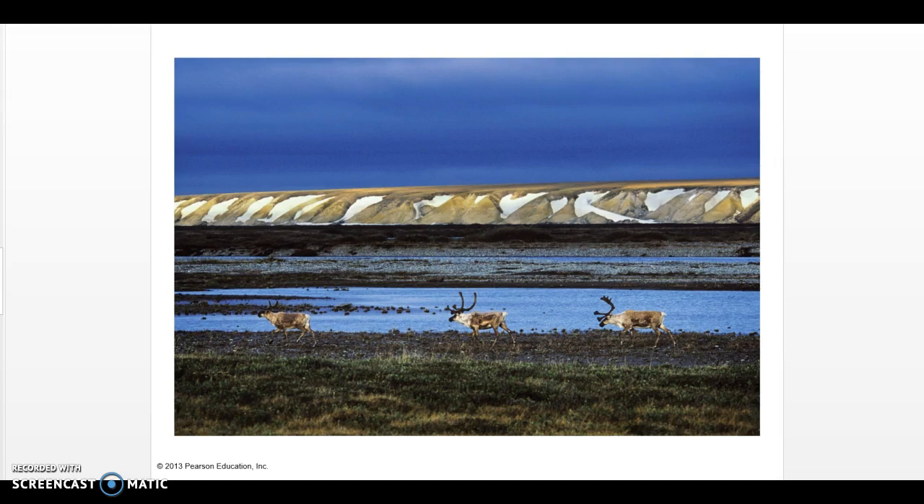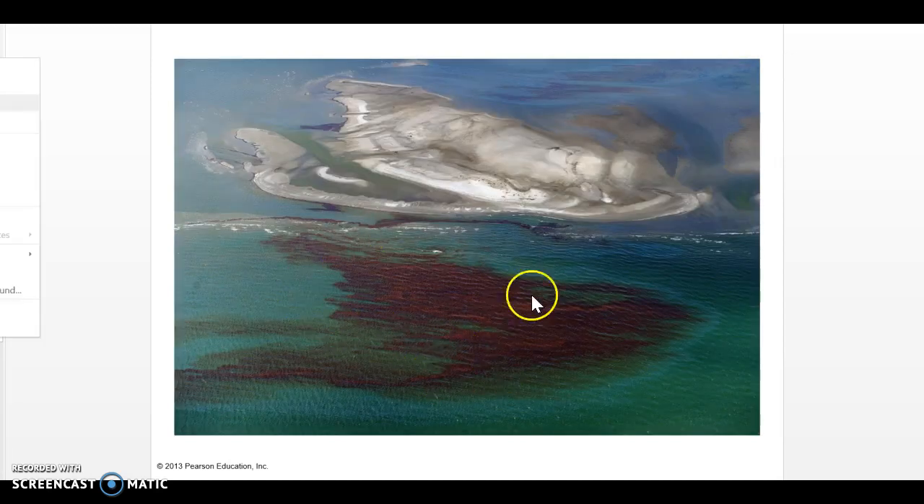It's one of the last untouched ecosystems, and there are a lot of people who want to drill for oil there and then build an oil pipeline all the way through the United States. Parts of that actually have already been built, and it's a big controversial issue. Here's an oil spill. This is a big problem in terms of that.